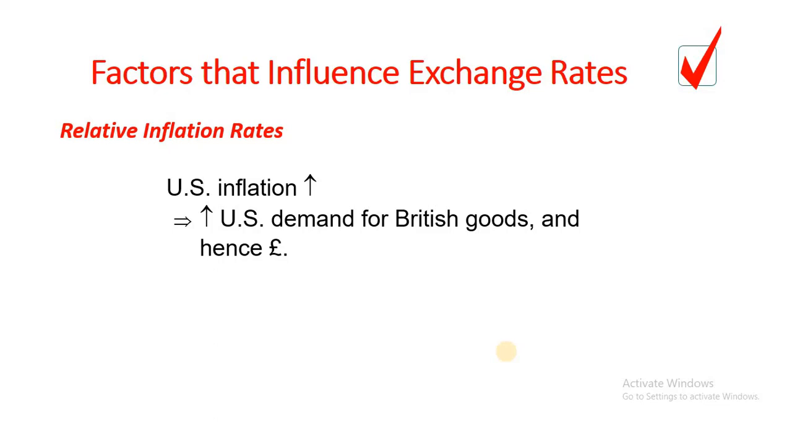So it indicates that product prices in the USA are relatively higher than product prices in the UK. In this case, US consumers will prefer to purchase more British goods because British goods are cheaper than US goods. As a result, US demand for British goods will increase, which will also increase the US demand for British pound, because if US consumers purchase more British goods, they have to purchase them with pound, which is the British currency. So when US consumers purchase more British goods, it will also increase demand for British pound.